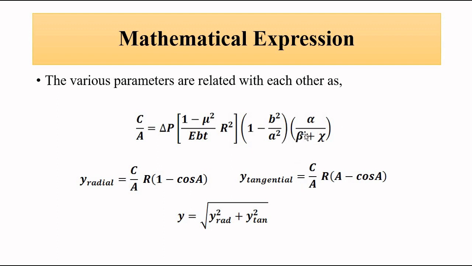So here the radial displacement is given by C by A into R into 1 minus cos A, and the tangential displacement is given by C by A into R into A minus cos A. The total displacement of the free end is the square root of radial displacement squared plus tangential displacement squared. So these are the parameters.